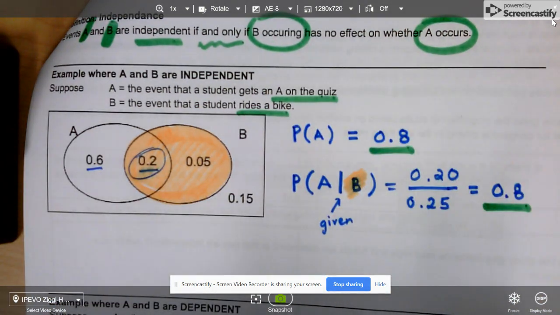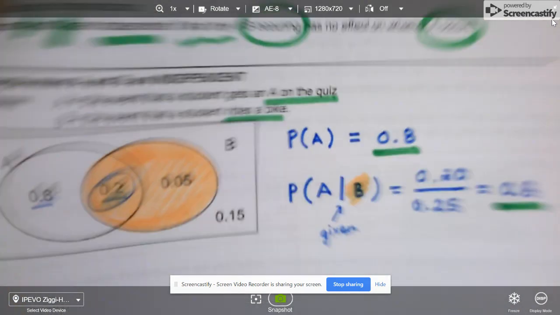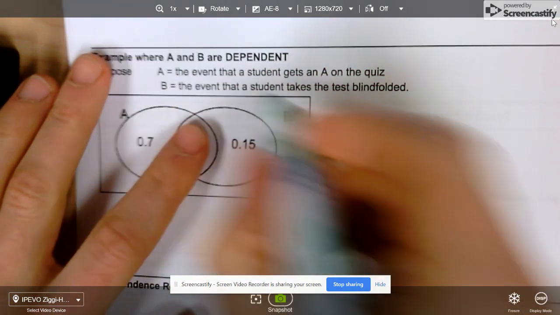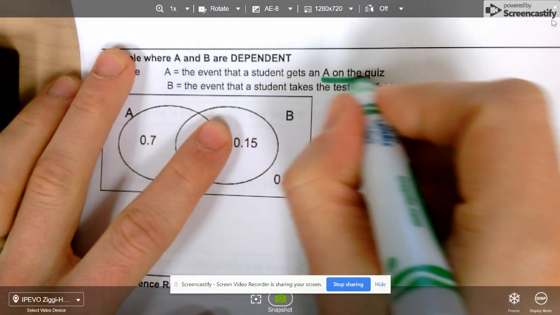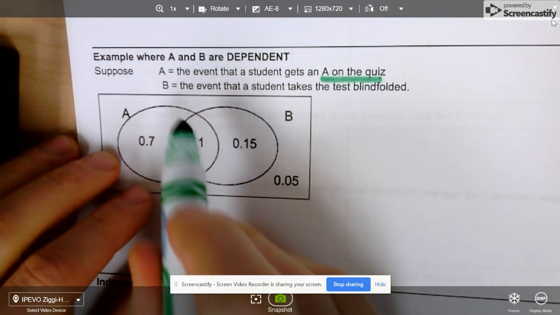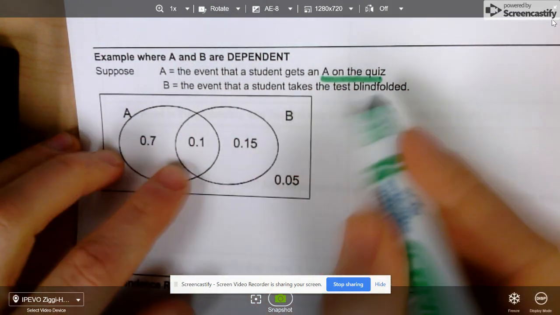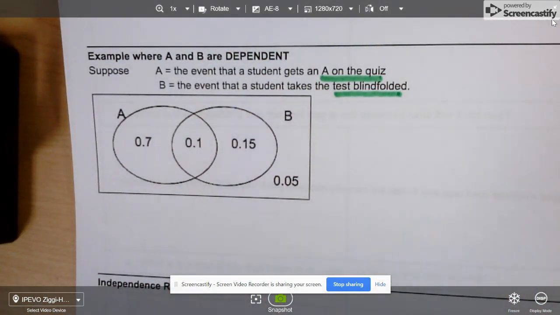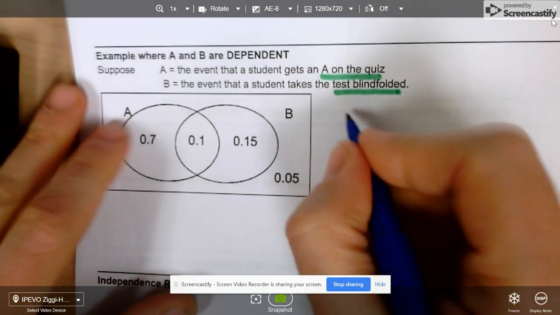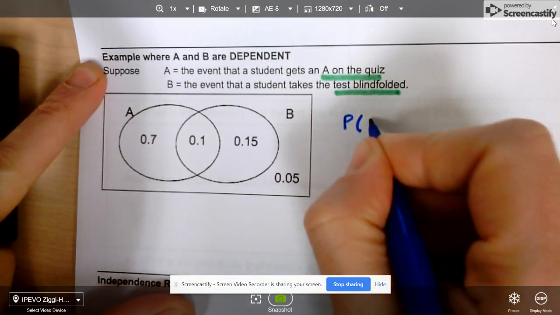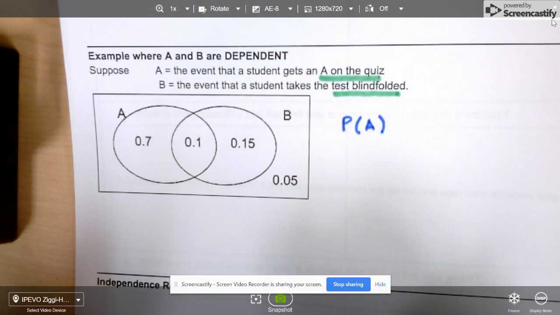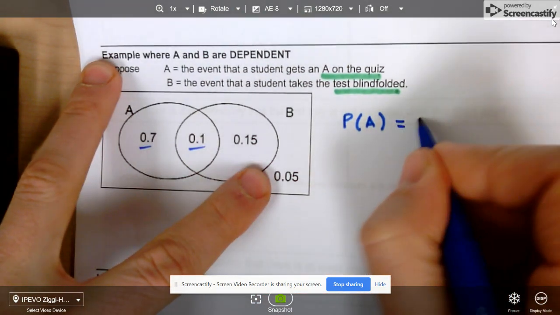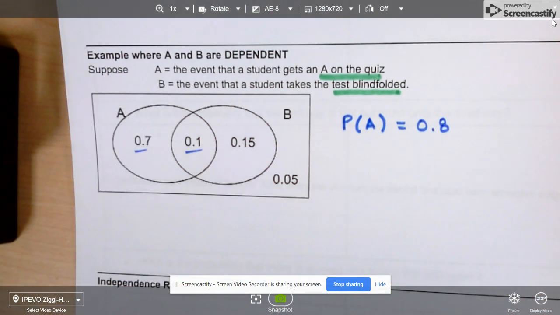These are the same. Now, let me give you an example of two dependent events. Let's suppose once again that A is the event that a student gets an A on the quiz, but this time B is the event that the student takes the test blindfolded. These we think should be dependent. Specifically, a student that takes the test blindfolded should be less likely to get an A. So the probability that a student got an A on this test is this region and this region, so it's 80%. I kept it the same as the last problem.